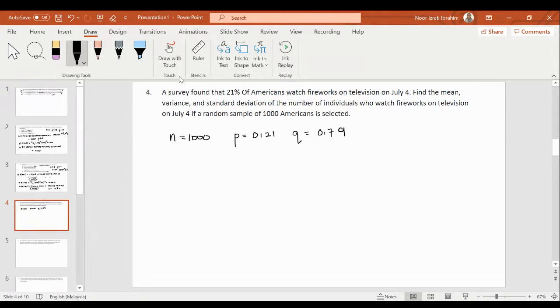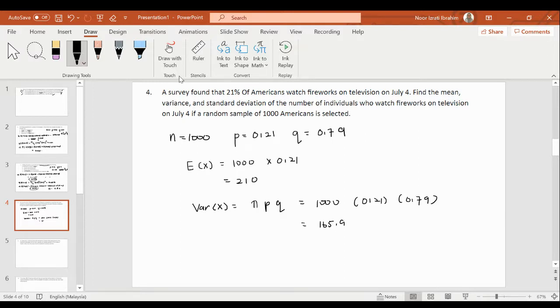To find the mean, which is the expected value of x, it will be 1000 multiplied by 0.21, and you will get 210. To find the variance of x, it will be npq, n times p times q, which is 1000 multiplied by 0.21 multiplied by 0.79. This will give us 165.9. And for the standard deviation, you just have to square root the variance. The square root of 165.9 is 12.880.